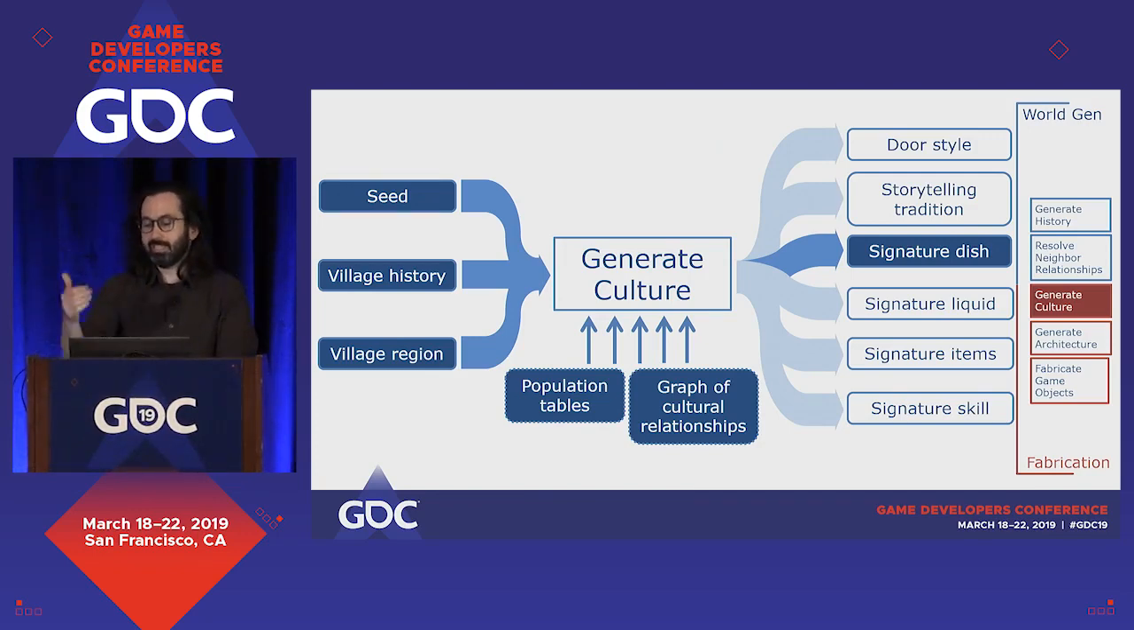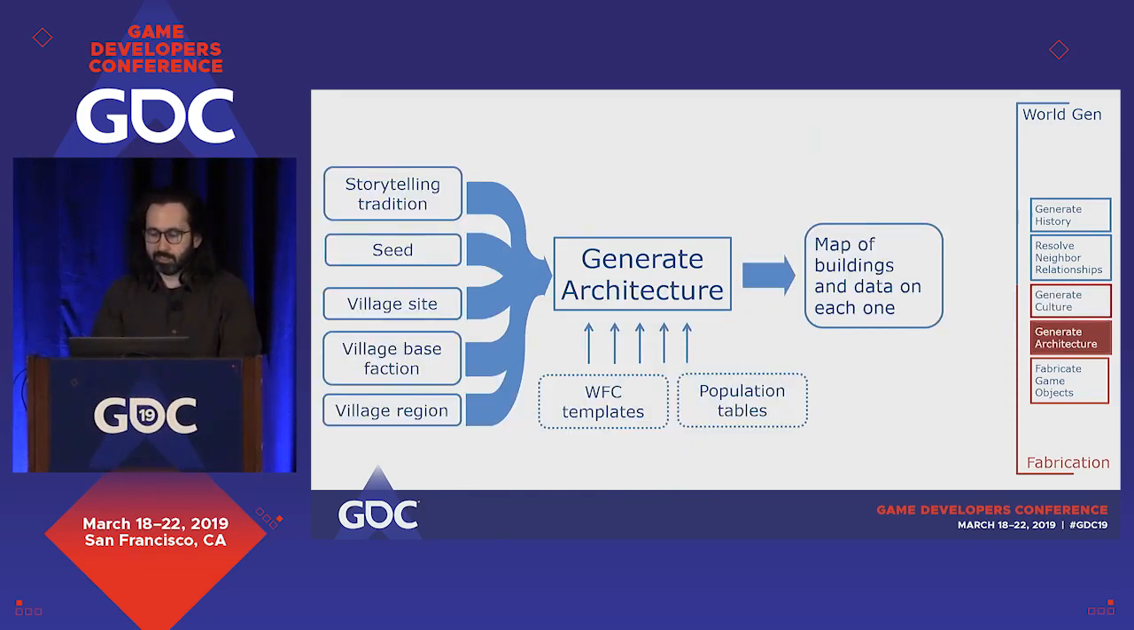And when we actually get down to more steps to fabricate game objects, and we're building the village oven, we put an interface in there that lets you cook that dish there. So now Brian's going to tell you a little bit about the next step, where we're starting to generate the architecture of the village.